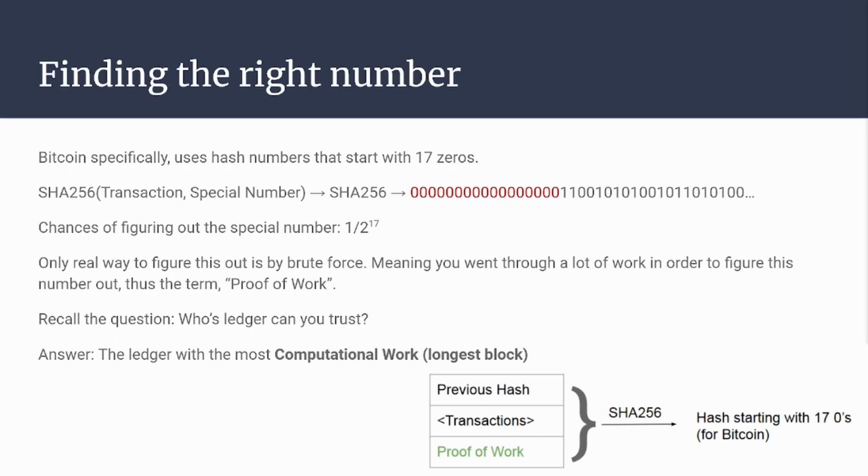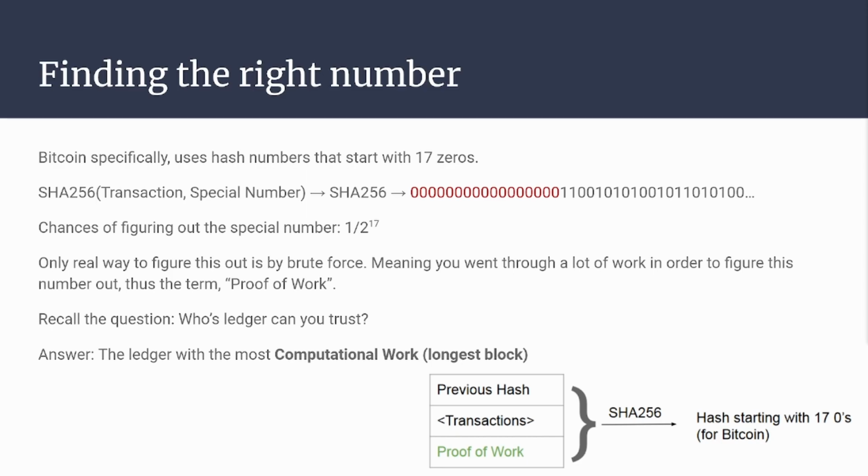Because of the difficulty of finding a hash that starts with 17 zeros, the chances of finding that special number results in 1 over 2 to the 17th power. The only real way to figure out a number that matches with the transaction is to brute force and check if the function results in a number with 17 zeros. This requires a lot of work, obviously, so this introduces the term proof of work. If you were able to find a number that combined with the transaction and you ran it through SHA-256, which results in a hash starting with 17 zeros, you've done a lot of work, giving you that proof of work.